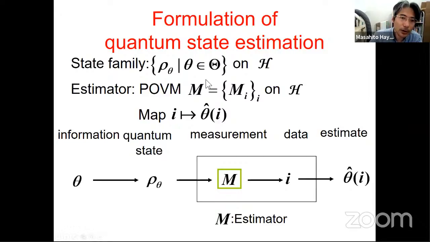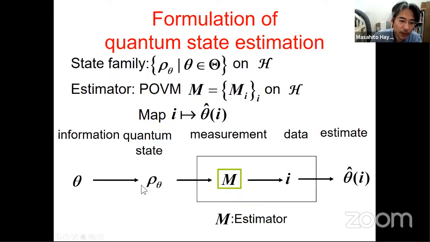As you know, in the state estimation, we assume that some family of quantum states is a density matrix on the Hilbert space, and we have some estimator. Estimator is described by the pair of P of M. This is measurement, and this is a map of this one. So this one is characterized in this way.